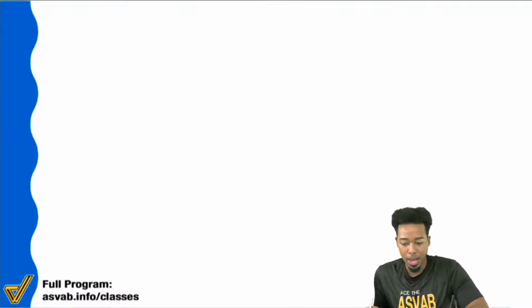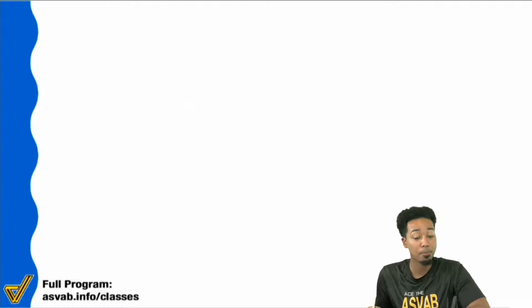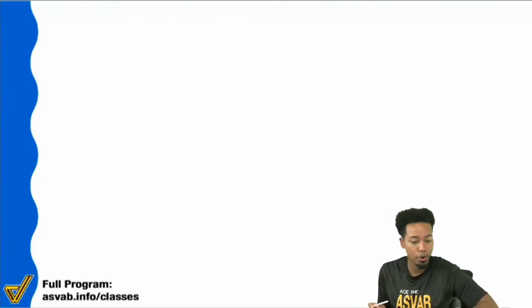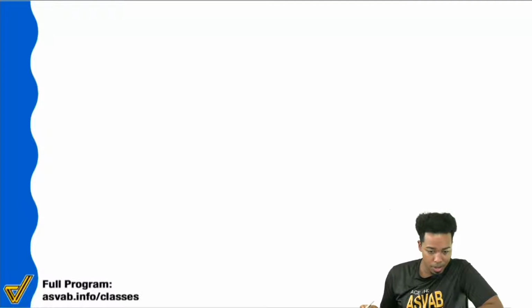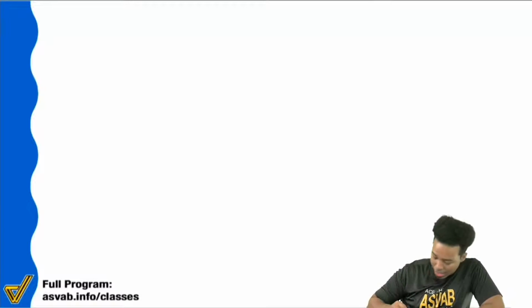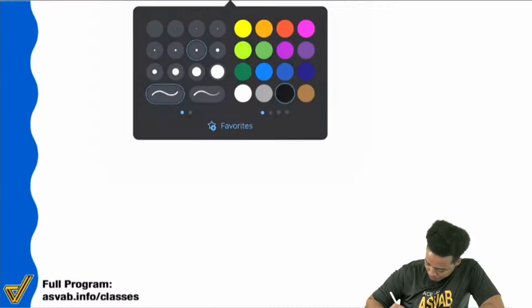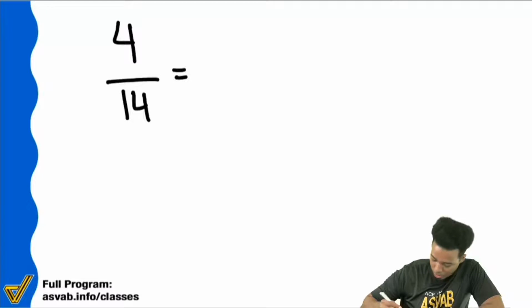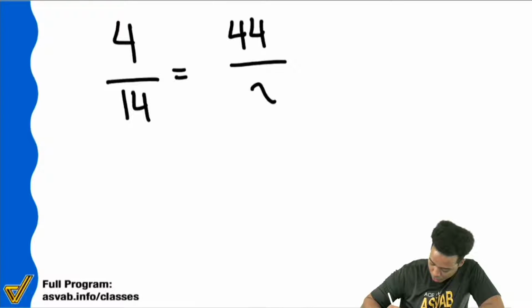And no worries, Drew, we're going to get into the basics now of solving proportions, and then we're going to throw everything we learned into it. So let me show you first what we got. Let me write this down. Let's take a look at this proportion here: 4 over 14 equals 44 over x.